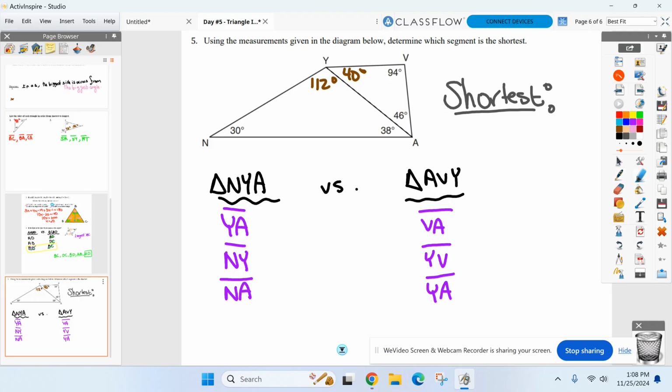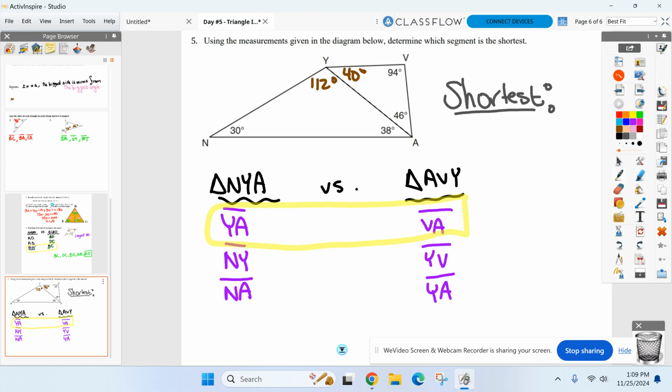Everyone have them ranked? All right, let's talk. Let's go to the two shortest sides in each triangle, which are YA and VA. All right, I know my answer is going to be one of those two because they're the shortest in both triangles, but according to my rankings, one does not make any sense logically. Which one can I eliminate up here, Colin?